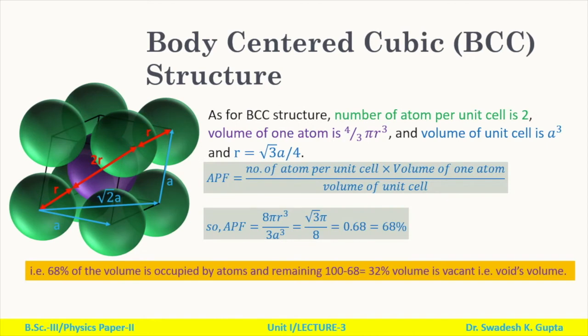Now, as we know the value of the radius of the atoms for the BCC structure, we can get the atomic packing factor for the BCC structure, which is 68%. It means that 68% of the volume of the unit cell is occupied by the atoms, and the remaining 32% is vacant.